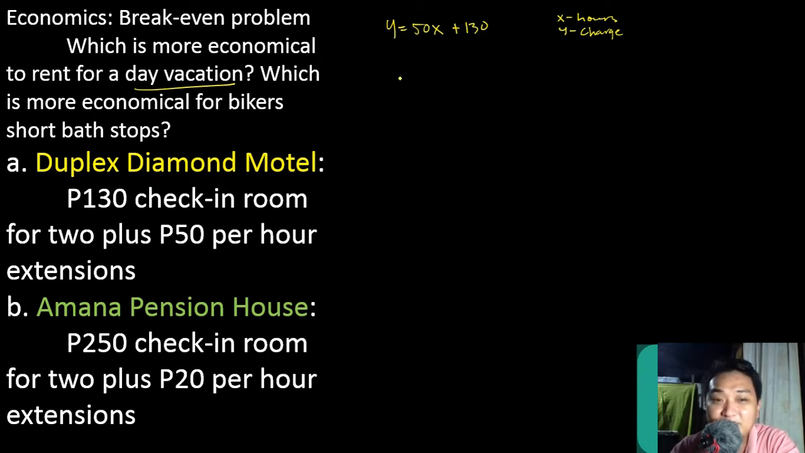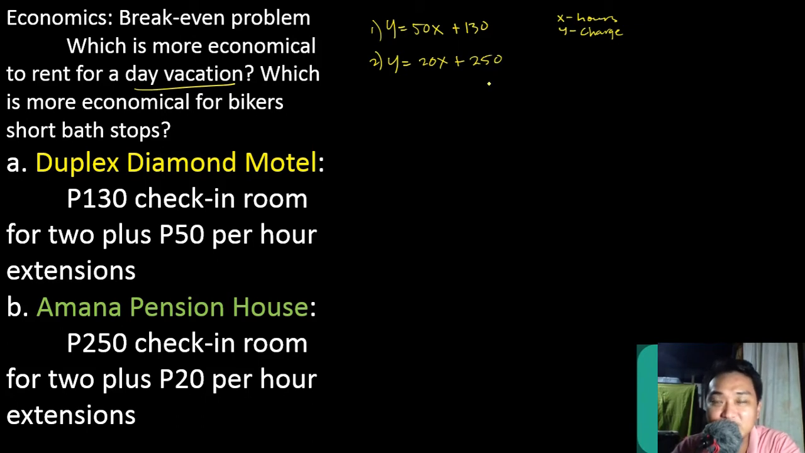Okay. For the Amana Pension House, syempre kawangki rin to nung sa Duplex Diamond Motel. Magkaiba lang sila ng charge per hour at saka yung fixed charge for check-in. So we could express the charge for Amana Pension House in linear equation as y is equivalent to 20x. Kasi bakit? 20 yung per hour nila plus a fixed charge of 250 pesos. Ayan. So, meron na tayong dalawang linear equation.